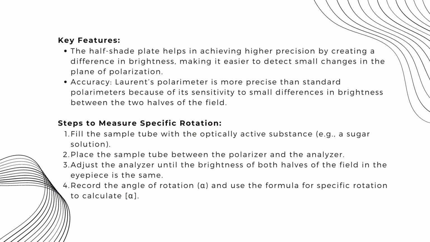Accuracy: the Lorentz polarimeter is more precise than standard polarimeters because of its sensitivity to small differences in brightness between the two halves of the field. Steps to measure specific rotation: fill the sample tube with the optically active substance, for example a sugar solution. Place the sample tube between the polarizer and the analyzer. Adjust the analyzer until the brightness of both halves of the field in the eyepiece is the same. Record the angle of rotation and use the formula for specific rotation to calculate.